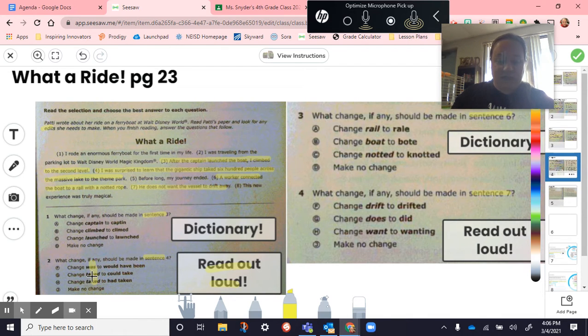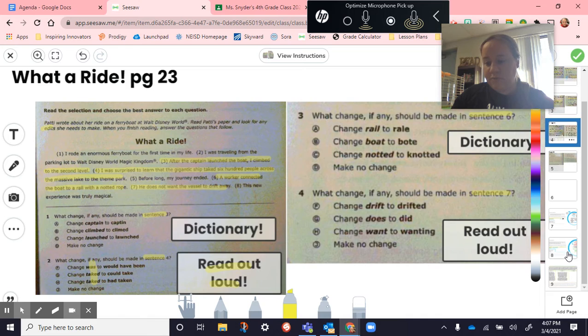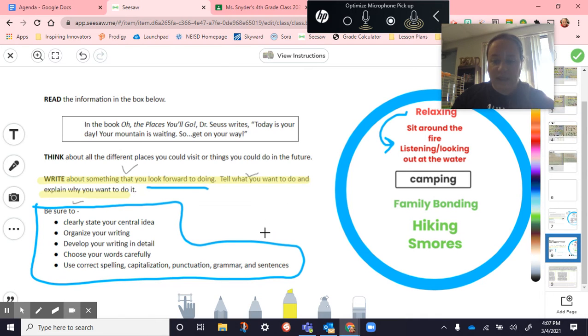And you're going to change taked to could take. You take the word taked out and replace it with something else, and then you read it out loud to hear how it sounds. Okay, so dictionary, dictionary, read out loud, read out loud. We did this independently. And then we went to page 8 and we continued talking about our prompt.